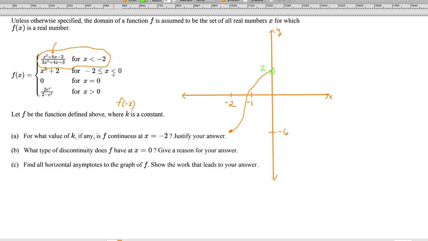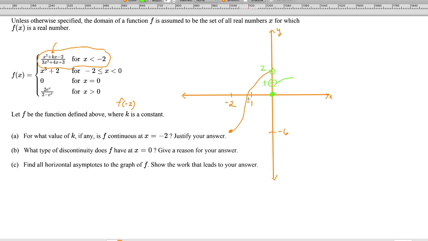Because it's not defined there. f of 0 is not 2, it's 0, so this would be the filled in dot. And then if I do 0 for this other piece, I'd get 1. So it would start off at 1 over here, and this would be a hollow dot. And then it would do whatever this looks like. I'm not sure exactly what it looks like, but we'll find out.